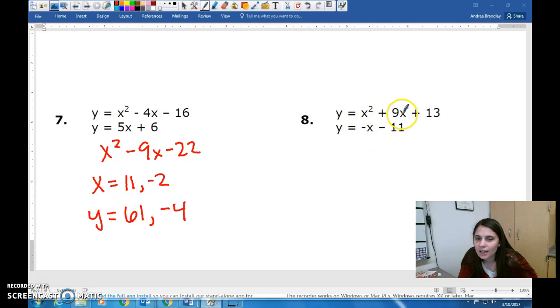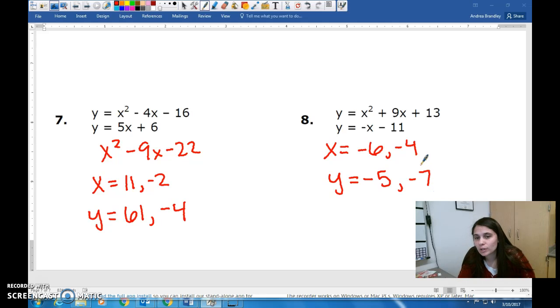And then on this side, I have x is equal to negative 6 and negative 4. Y is equal to negative 5 and negative 7. And this one I'm actually going to talk about really quick, because when you plug this negative 6 back in for x, you have a negative negative 6, which actually makes this a positive 6 minus 11. So that's where the negative 5 comes from. And the same thing with the negative 4. You have a negative negative 4, which is a positive 4 minus 11, which is negative 7.